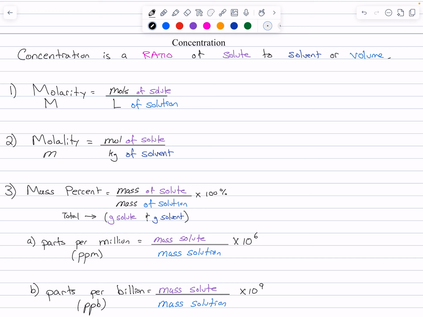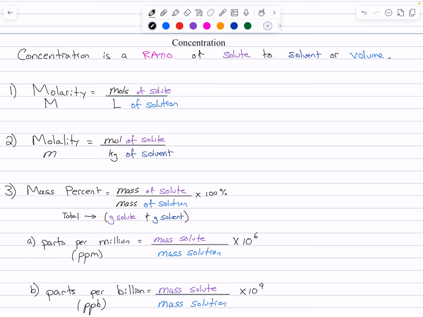And so when we talk about concentration, we're talking about how much solute is in how much solvent or volume. So how much of this compound is in this much water, or whatever the solution may be? Concentration is a ratio, solute to solvent or solute to volume. So what we're going to start with is molarity.